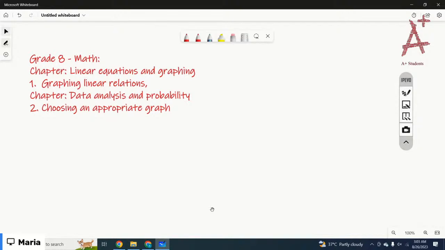We are here for grade 8 math. So we're going to start with the chapter on linear equations. We're working on the book Math Makes Sense grade 8. We're working on the chapter linear equations and graphing, and that is chapter number 6 in the book. The lesson we're going to cover from the chapter is graphing linear relations.